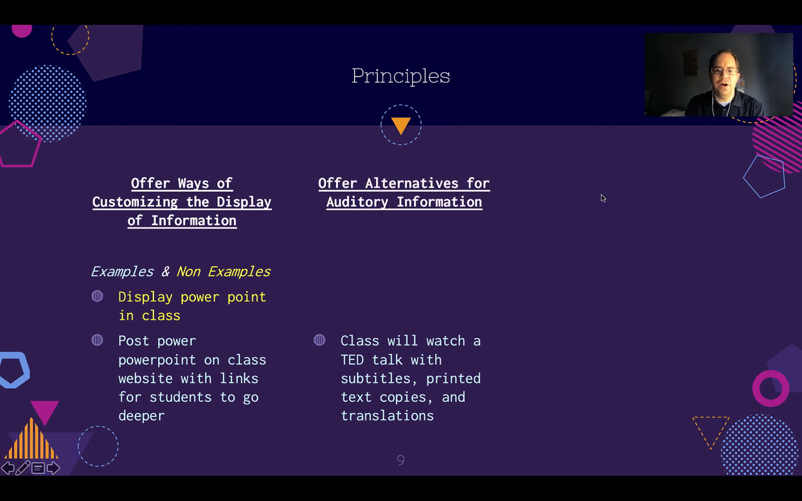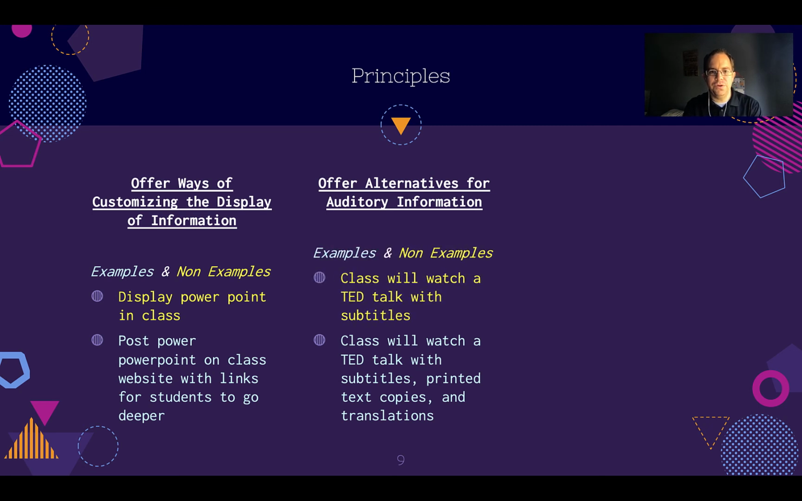Okay, principle number 2, offer alternatives for auditory information. So, for example, class will watch a TED Talk with subtitles. That would be a non-example. Because if you think about an English language learner, let's just say I use a subtitle in Spanish. You might have a student in class that speaks Punjabi, right? And that's not going to work for that particular student. So class is going to watch the TED Talk with subtitles, printed text copies, and translations.